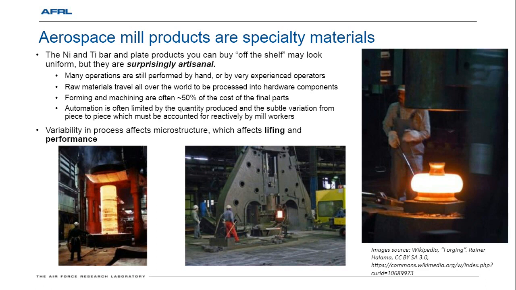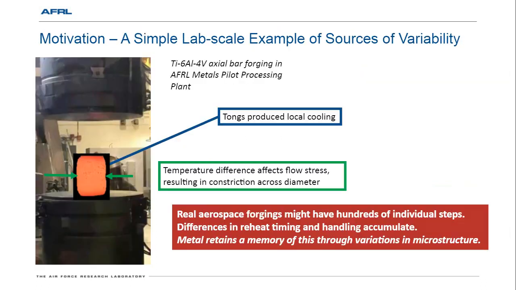And this variability, this subtle variation from piece to piece, has to be accounted for reactively by mill workers. And this variability in the process affects microstructure, which in turn affects lifing and performance. So here I'm going to show a simple lab scale example of sources of variability. Actually, we'll show a video in the next slide. I'll warn you in advance, there's a grating noise that occurs in the background.